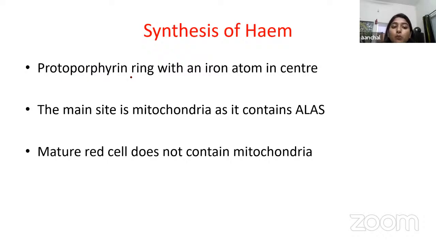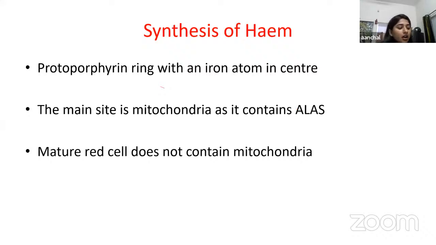Now, the protoporphyrin ring with an iron atom in the center, as we have learned, has 4 rings, with the central element being iron. The main site is in mitochondria as it contains ALAS. Now, what is this?